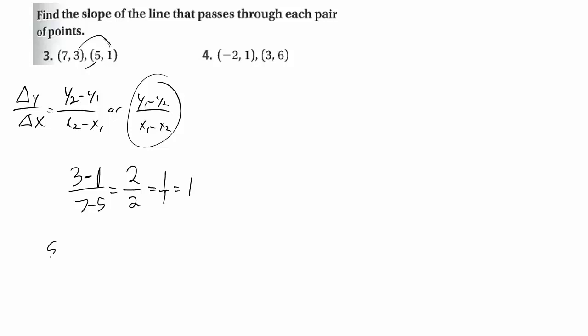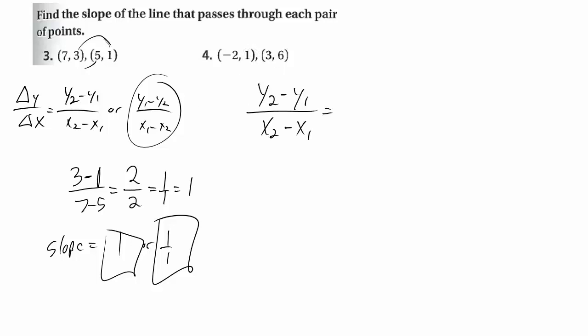The change is 2 over 2. That reduces to 1 over 1. You could say your slope is just 1. You can write it as a fraction if you want. It's a whole number, so there's no need to write it as a fraction, though it's not wrong if you do it that way. Here I'm going to do second minus first.